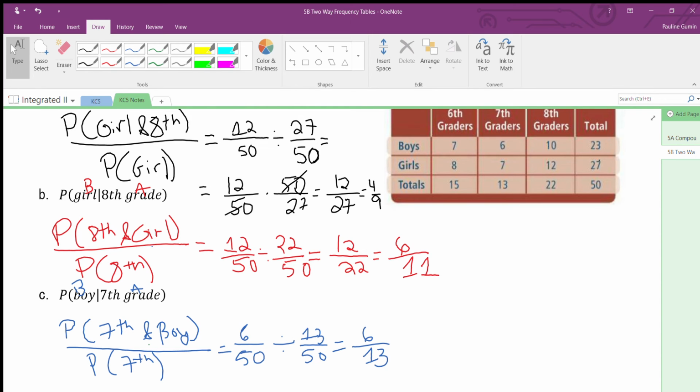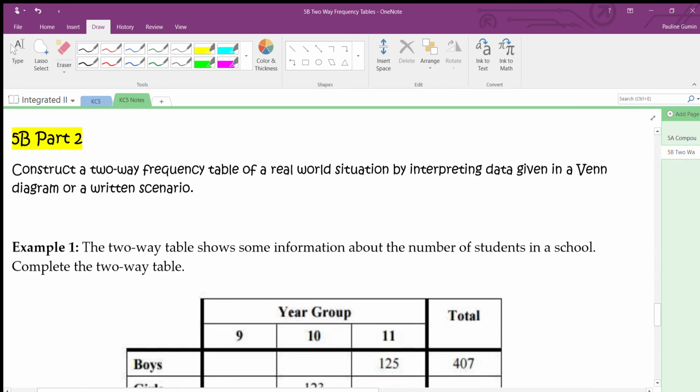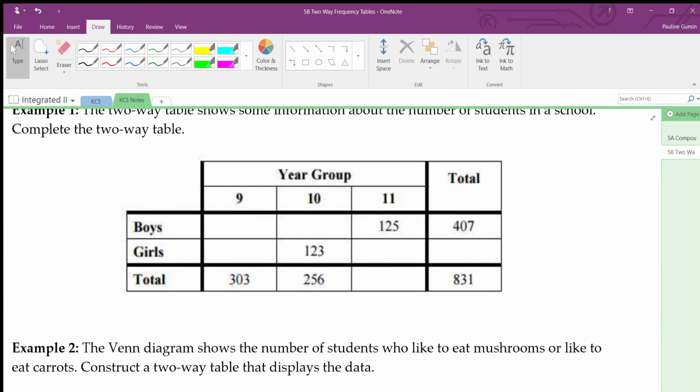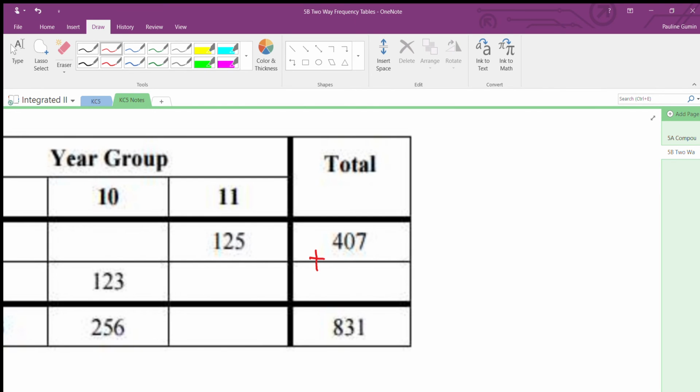Next, let's do a little bit more of a challenging thing and fill out a two-way table on our own. I'm going to fill in this two-way table using only addition and subtraction. Okay, here we go. The first thing I look at is these totals. 407 plus something gives me 831. I do some subtraction. Let's zoom in. Clearly, I cannot write without zooming in. I do some subtraction, and I get that there were 424 girls here.